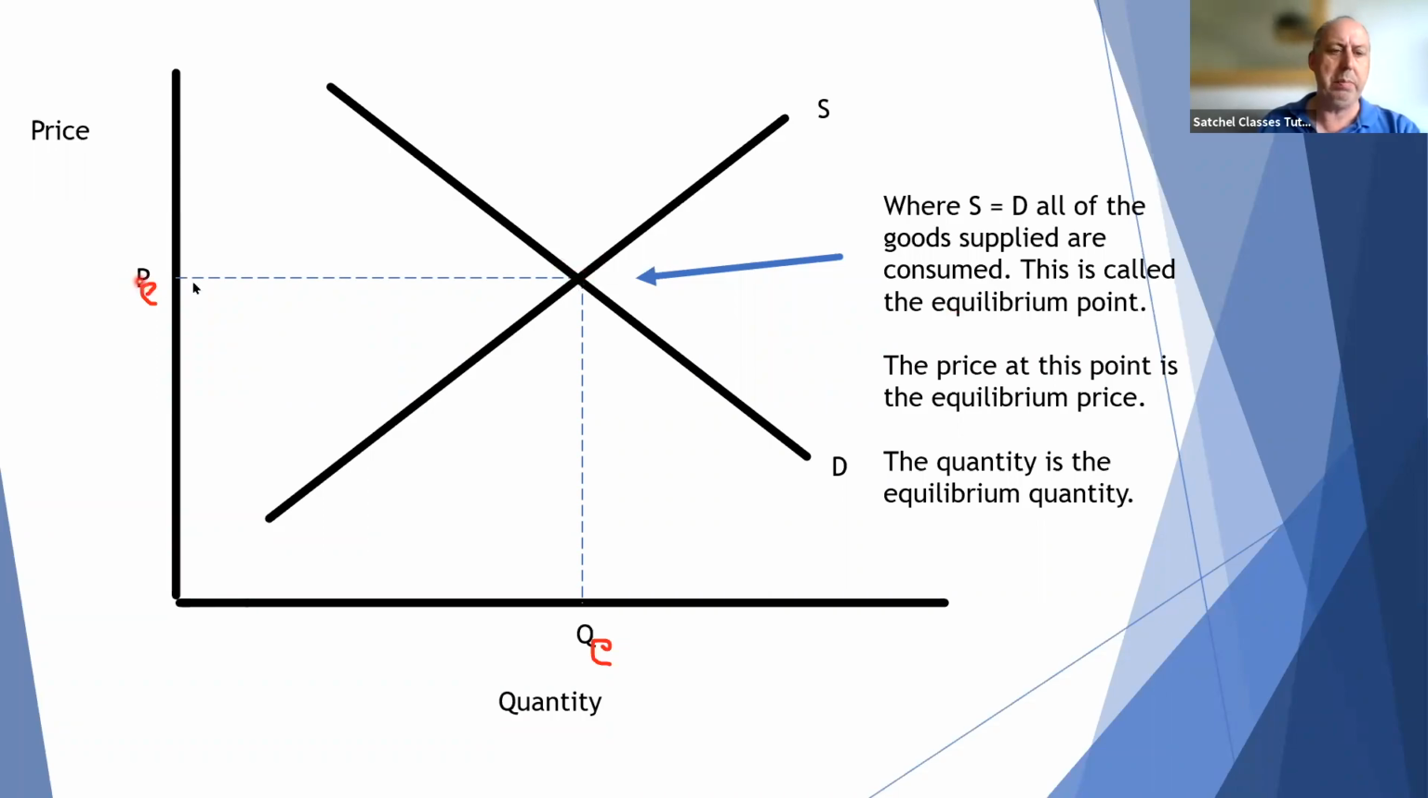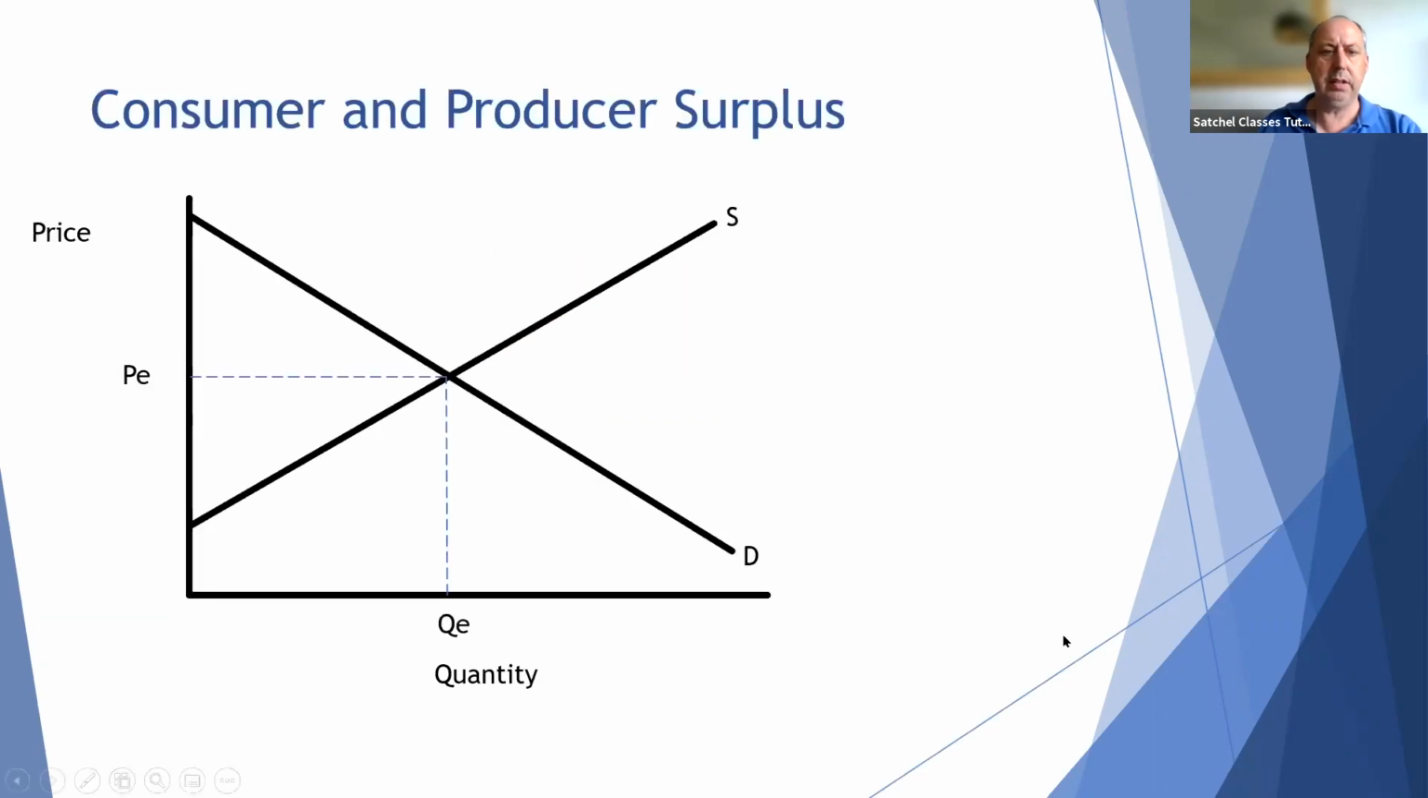And therefore we have an equilibrium price and an equilibrium quantity. At this point, supply equals demand. All the goods that are supplied to the market are sold. Right, I'm going to move on to the next slide.